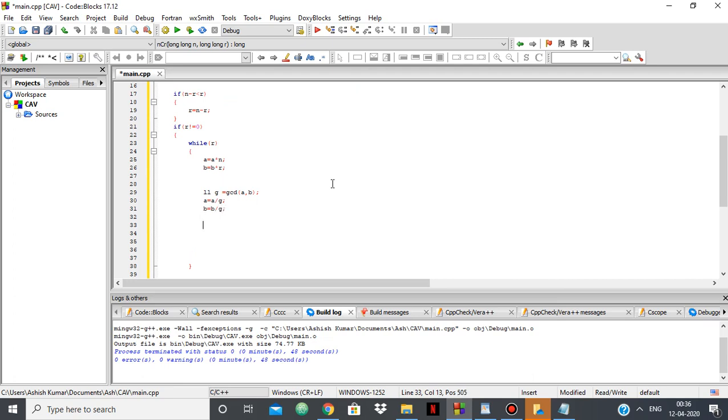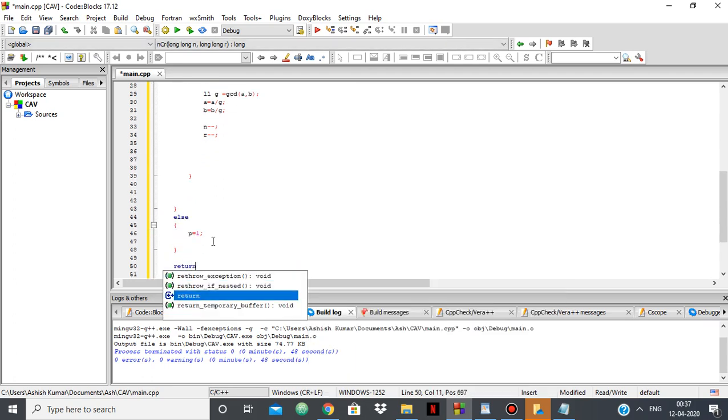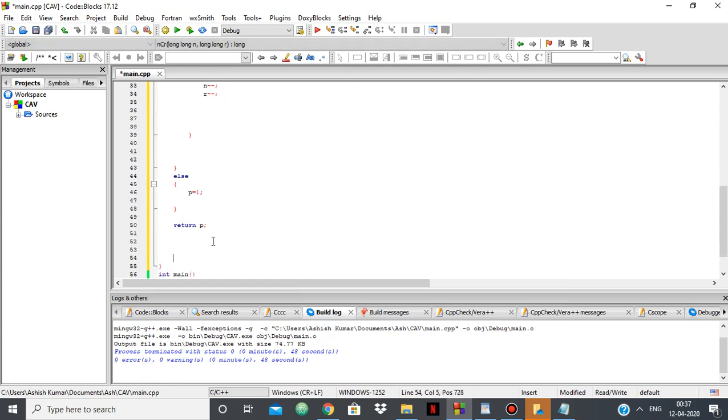And then we'll decrement n and r, because on the top it is n into n minus 1 into n minus 2 till n minus r plus 1, and on the bottom r into r minus 1 into r minus 2 till 1. So n minus minus, r minus minus, and this will keep on going till r is equal to 1. In the end we can just return p, which will hold the final answer. Return p.